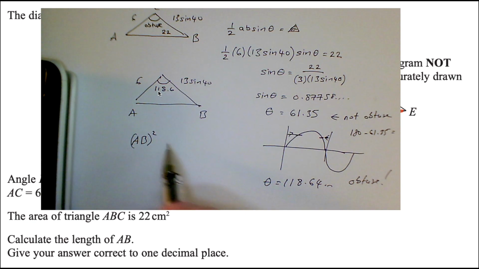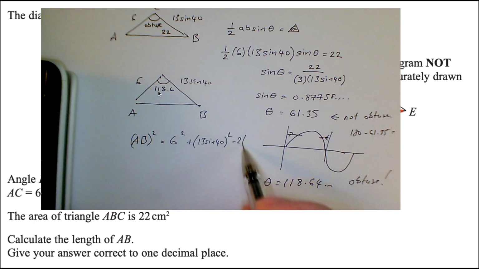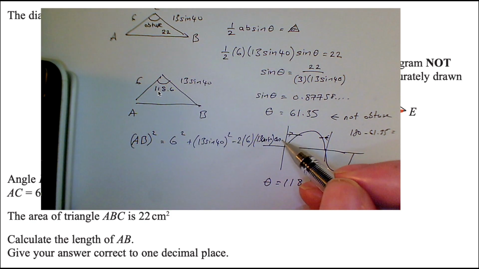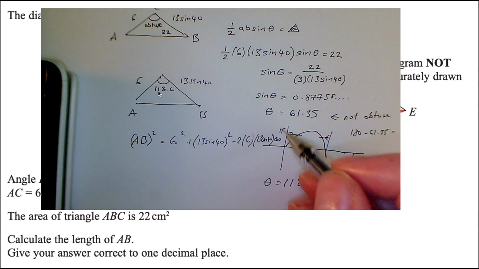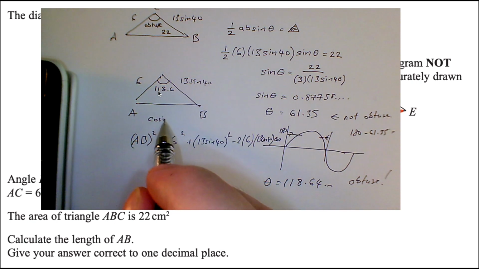So, AB squared, the length I'm looking for squared, is equal to 6 squared plus 13 sine 40 all squared, take away 2 times 6 times 13 sine 40 times cosine of the angle between the 2 lengths, which is 118.6. What we'll do now is stick that into my calculator, and don't forget, that's the square of the length I want. I want the actual length, so here we go.